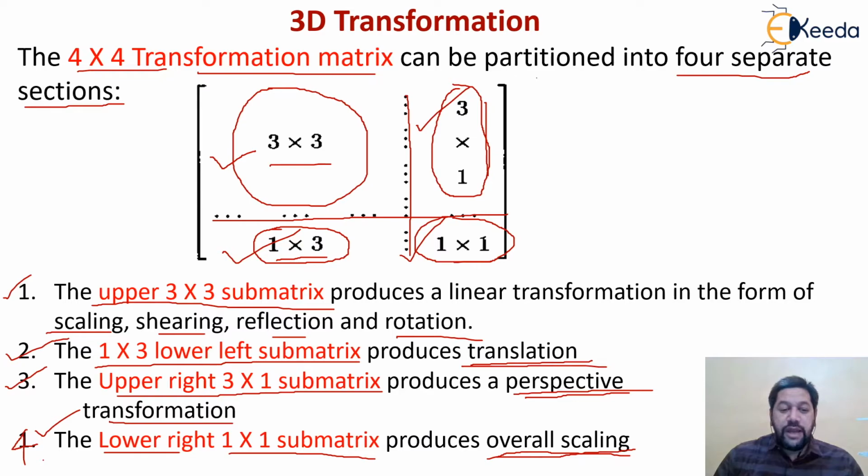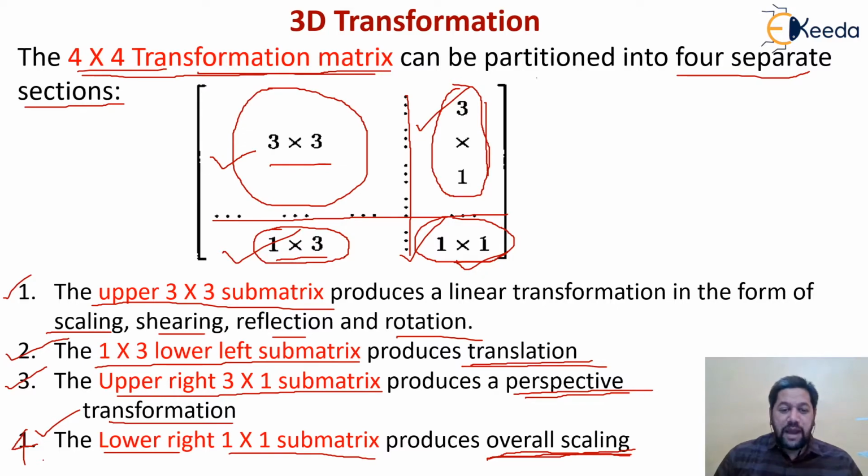What is meant by local scaling? Local scaling means scaling with respect to x, y, and z separately. Overall scaling means whatever factor I am using here at this particular stage is applicable to all the x, y, and z directions. So it is overall scaling, and for that purpose I am using this 1 by 1 submatrix. It is important for everyone to understand how this 4 by 4 3D transformation matrix is partitioned into different submatrices and what the purpose of each submatrix is. This is what is represented over here.